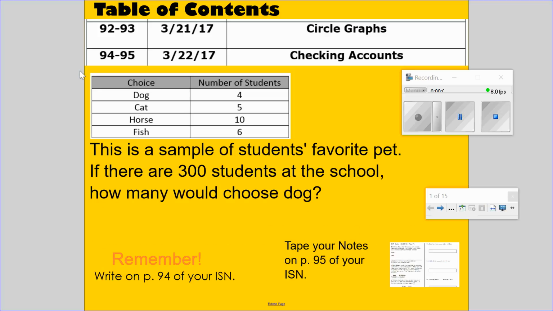Welcome. This unit now is over checking accounts. So before we do that, let's look at our previous lesson over population.